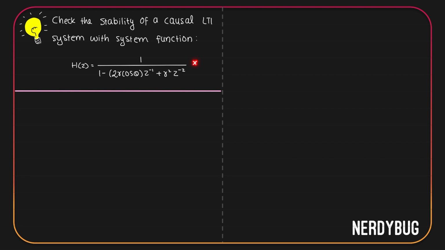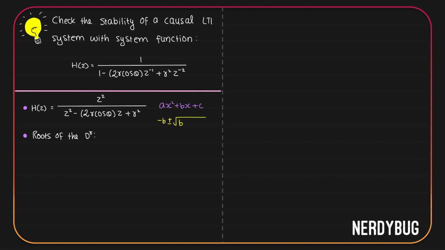To find the poles, let us multiply the numerator and denominator with z square. Then we get h of z like this. We know poles are the roots of the denominator. So we have to find the roots of this quadratic expression. Roots of a quadratic expression of the form ax square plus bx plus c are of the form minus b plus or minus root of b square minus 4ac divided by 2a. Using this, we can write the roots of the denominator of h of z.